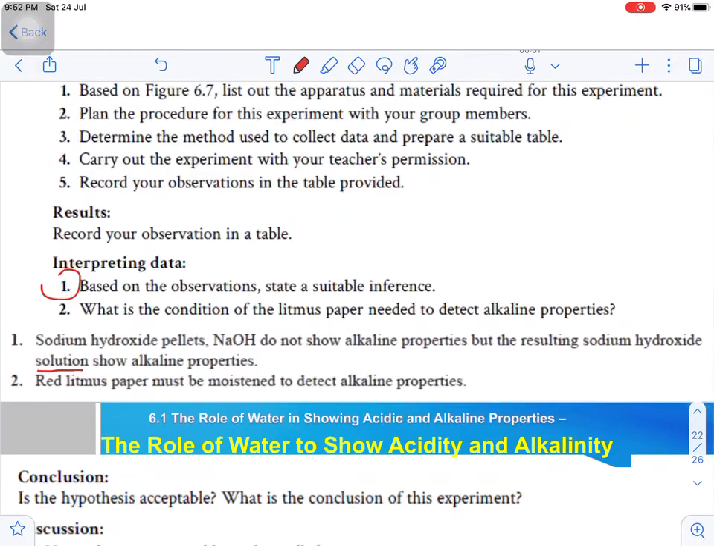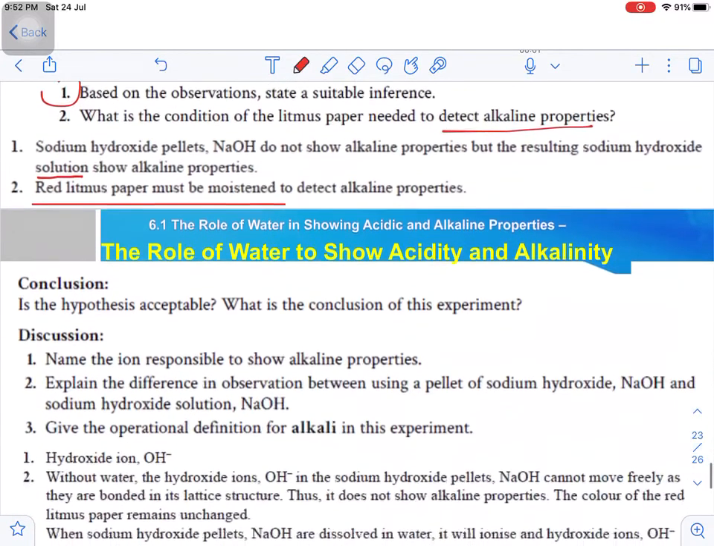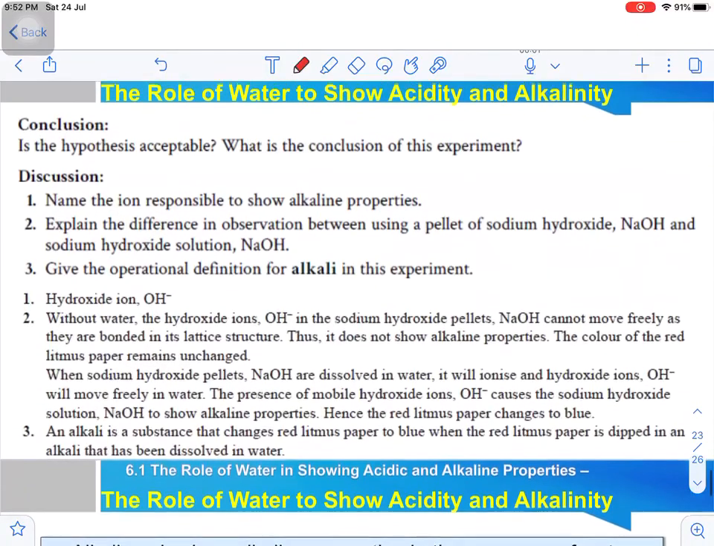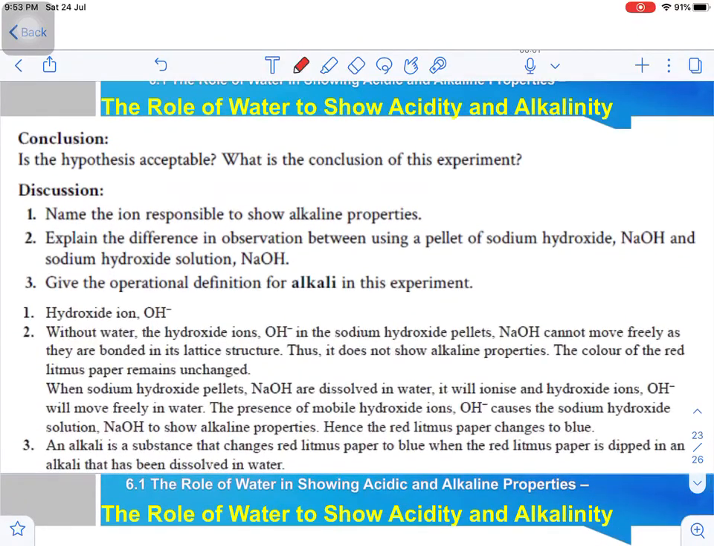What is the condition of the litmus paper needed to detect alkaline properties? Red litmus paper must be moist to detect alkaline properties. Is the hypothesis acceptable? Yes, we need water to show alkaline properties. Okay, discussion. Name the ion responsible for showing alkaline properties. Hydroxide ion. Write the name.